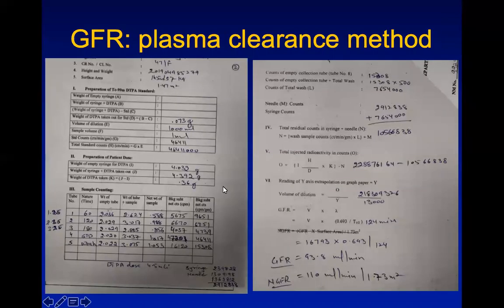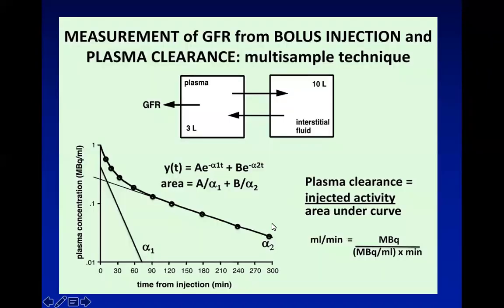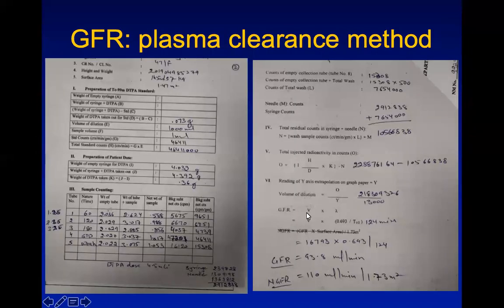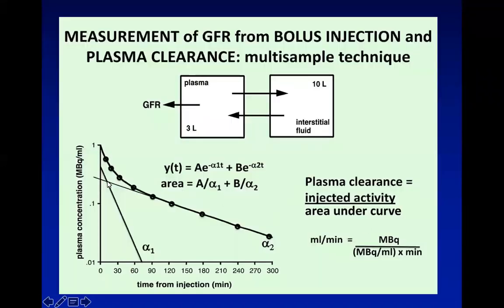So what you need is this, the slope of this curve to extrapolate to get the zero time activity. So that gives you the V. The V is the volume of dilution. That is the zero time activity divided by Y, that is the slope of the curve. The slope is obtained by this calculation, 0.693 by T half. The T half is the time from zero time to where it reaches half the activity.